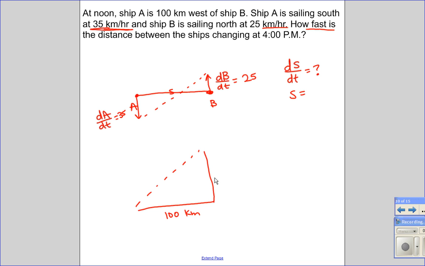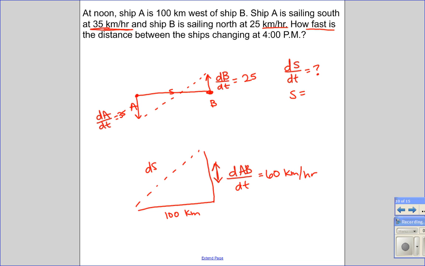The rate of change between the ships, the way that the ships are changing, so the dA and the dB, so the way that this is changing here, I'm going to say the difference between A and B. Watch this. If it's 25 going north and 35 going south, the difference between the ships is changing at 60 kilometers per hour. Okay. The question is, what is this?